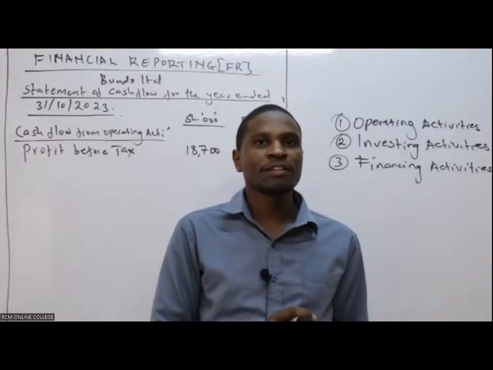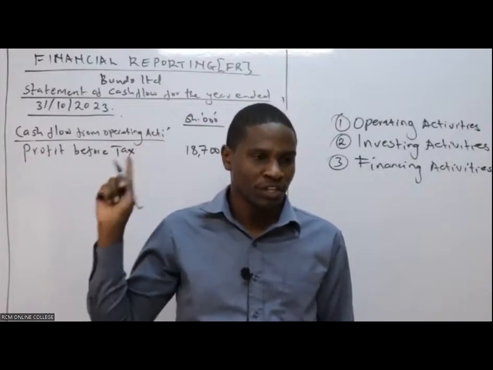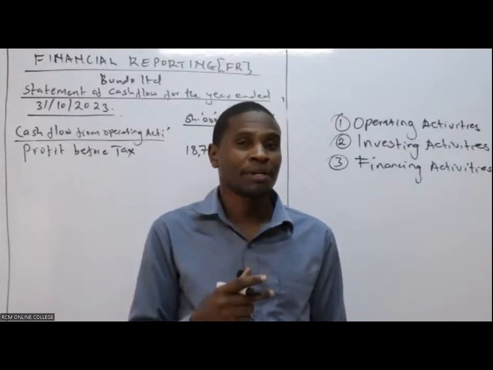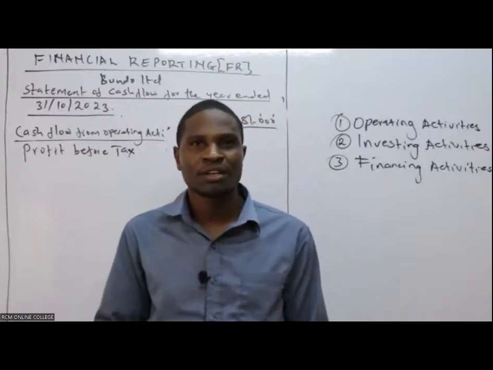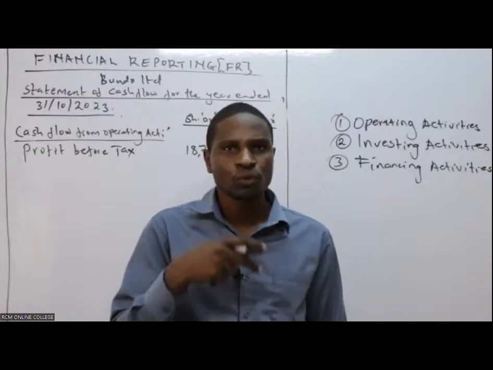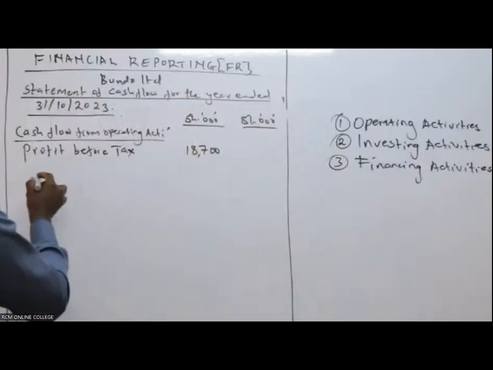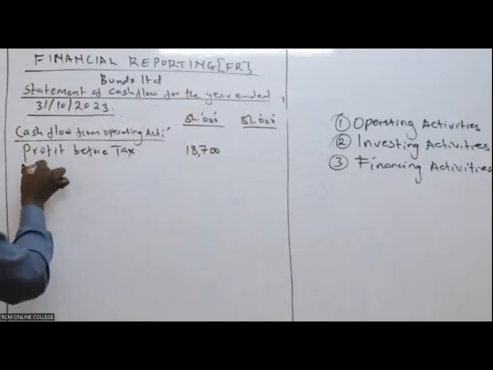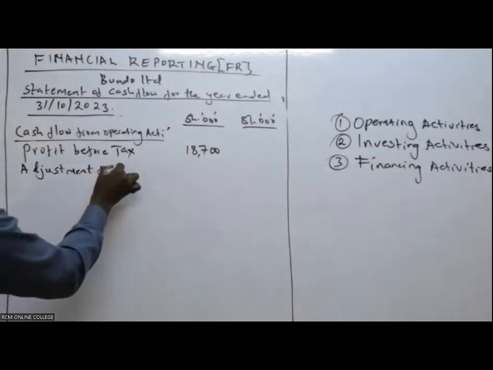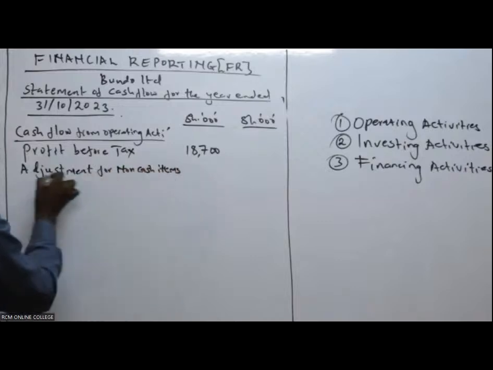Then from that point, class, we have to adjust this profit. For us to arrive at this profit, a lot has happened. We have subtracted interest. We have added income if there is any. So we have to adjust this profit. So adjustment for non-cash items is what follows. Adjustment for non-cash items.